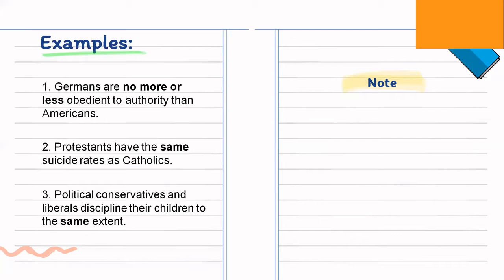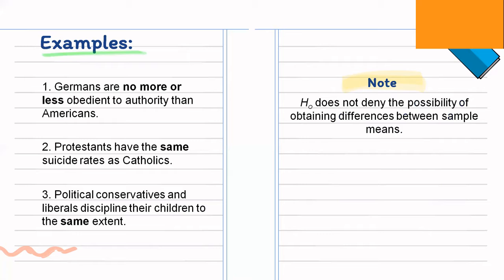It should be noted that the null hypothesis does not deny the possibility of obtaining difference between sample means. On the contrary, it seeks to explain such differences between sample means by attributing them to the operation of sampling error.